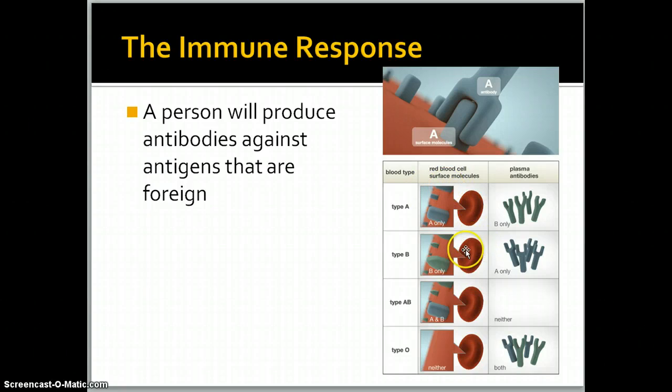Type B blood has B surface antigens, and in addition, they have A antibodies because A is foreign. Type AB blood, they have type A and B antigens, and they don't have any antibodies. Okay, they don't want to tag something that they normally have in their body. Type O blood, because they don't have any surface antigens, A and B are foreign, so they're going to have A and B antigens, or excuse me, antibodies. It's really easy to mix up the words.